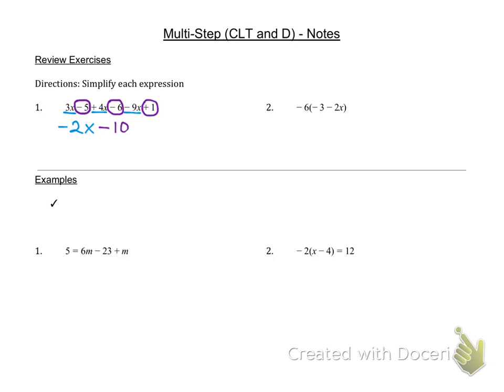Number 2, here it looks like we need to use the distributive property. So I'm going to do negative 6 times a negative 3, which is a positive 18. And negative 6 times a negative 2x is a positive 12x. So our answer is 18 plus 12x.